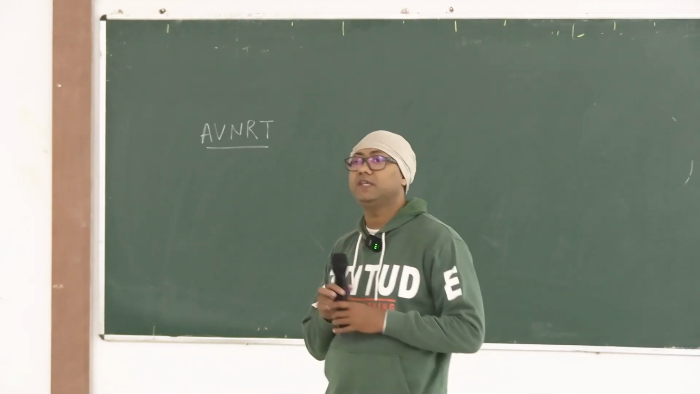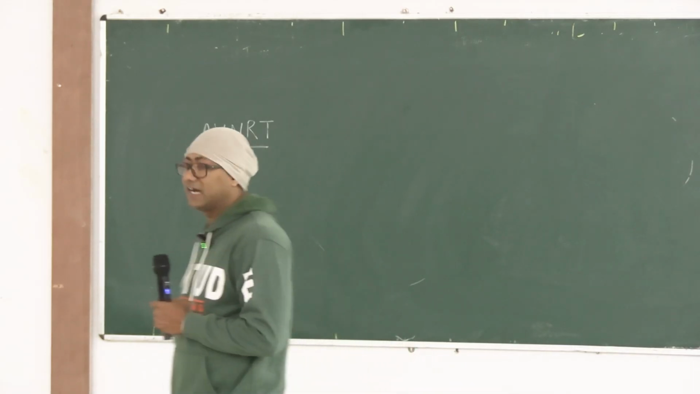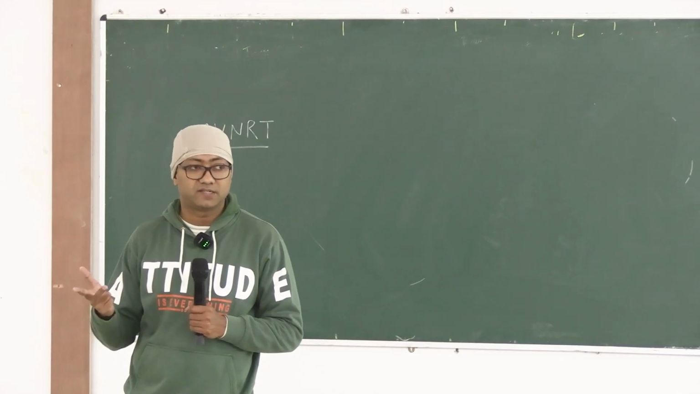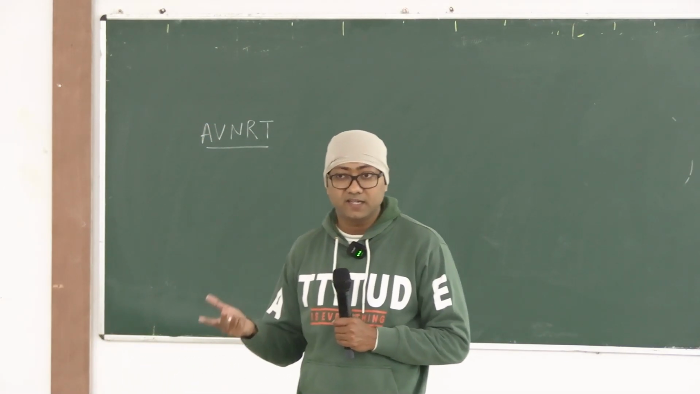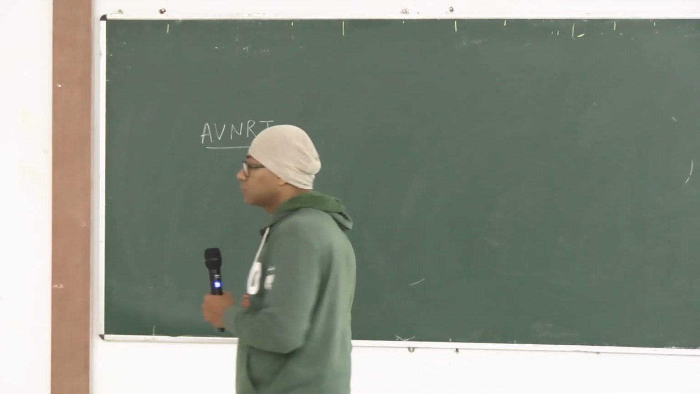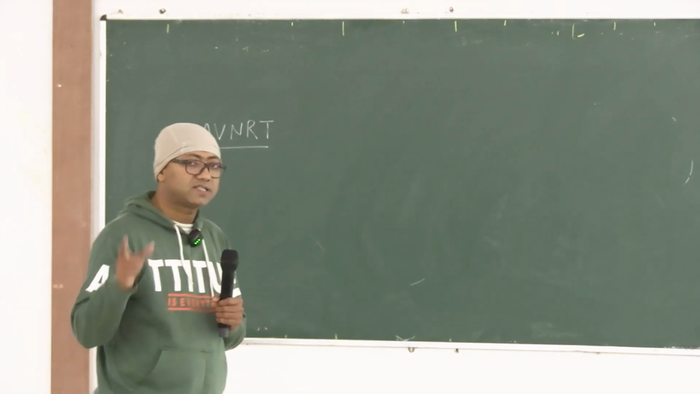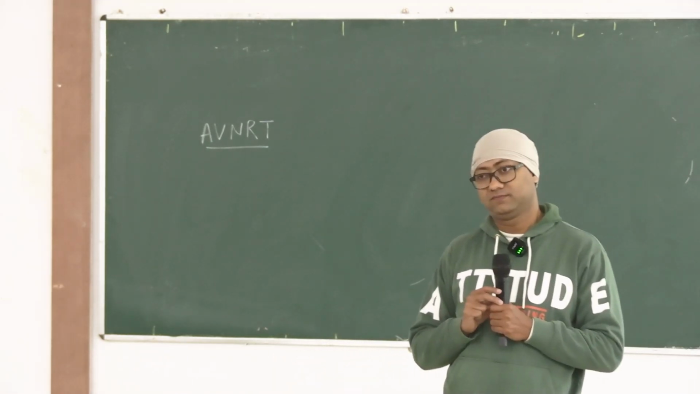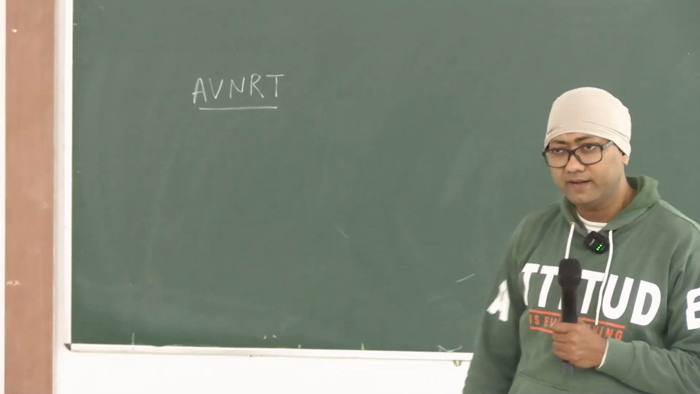Now come to AVNRT, AV nodal re-entrant tachycardia. The patient will be having tachycardia, heart rate more than 100. What is tachycardia? Heart rate more than 100. What is bradycardia? Heart rate less than 60. So AVNRT means AV nodal re-entrant tachycardia, that means the circular pathway is located around the AV node.